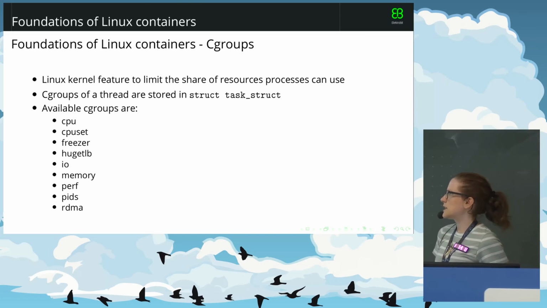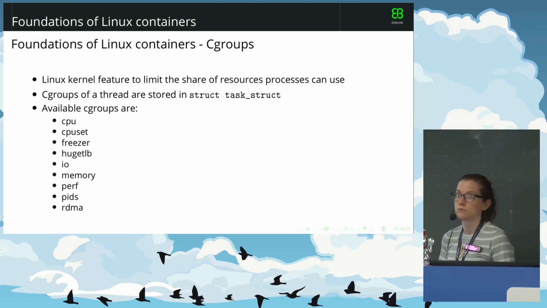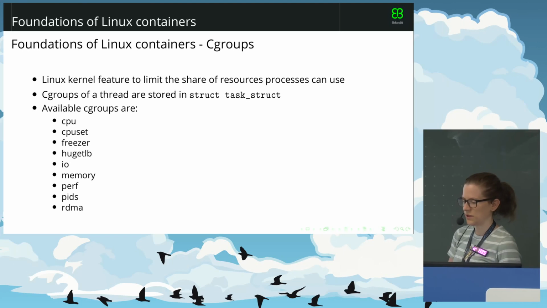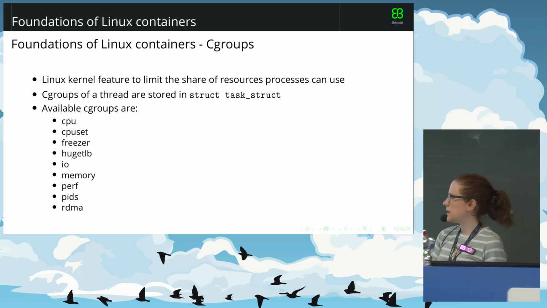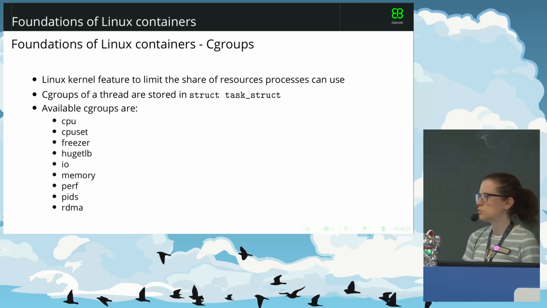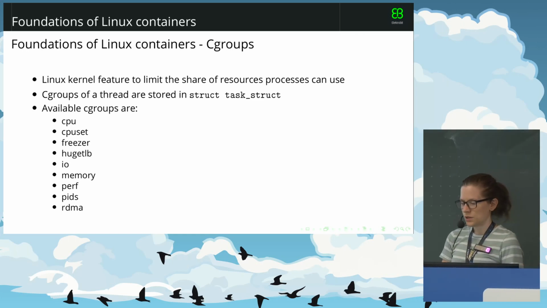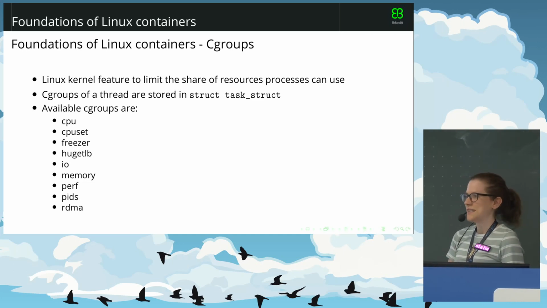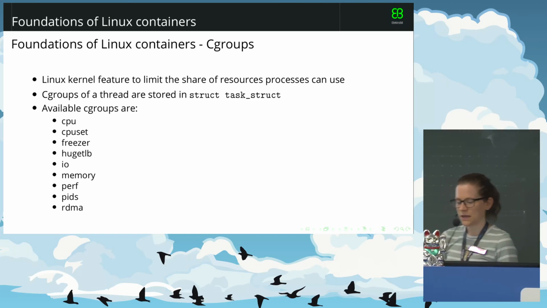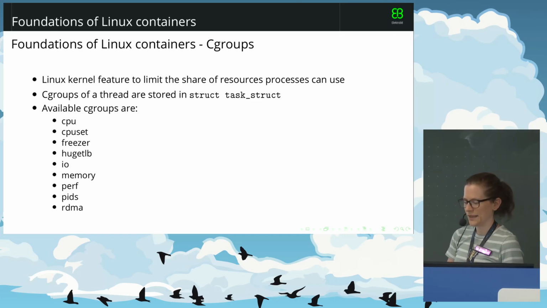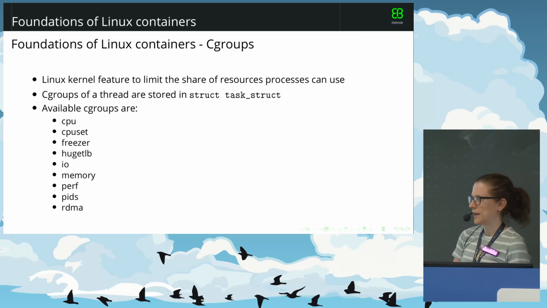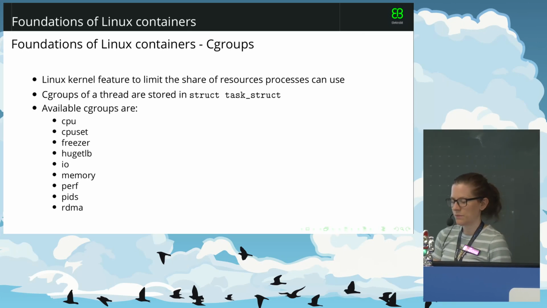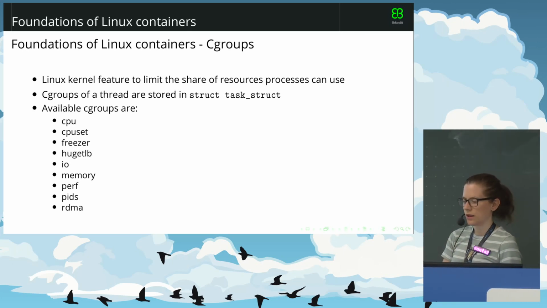With CPU set, you can assign a specific core. Maybe it shall always run on CPU core 2, then the rest would be free as well. Freezer, there you can suspend and resume all processes in the C group. With huge TLB you could limit the use of huge tables. I don't think it has too much of an impact in container runtime implementations, but I/O and memory, doing exactly what you think, like limiting the use of I/O devices and also the memory that a process can use, are more relevant.